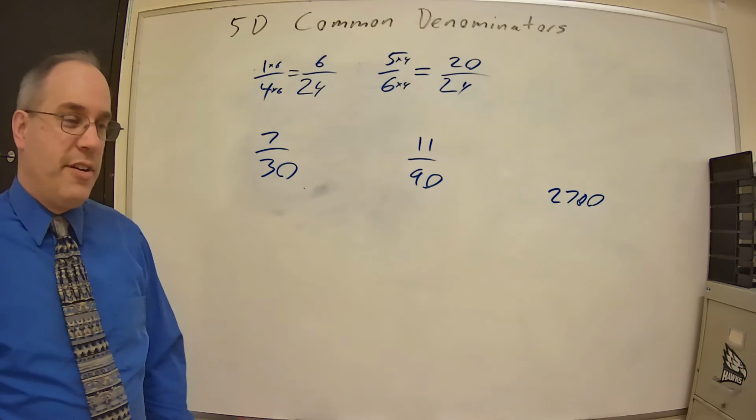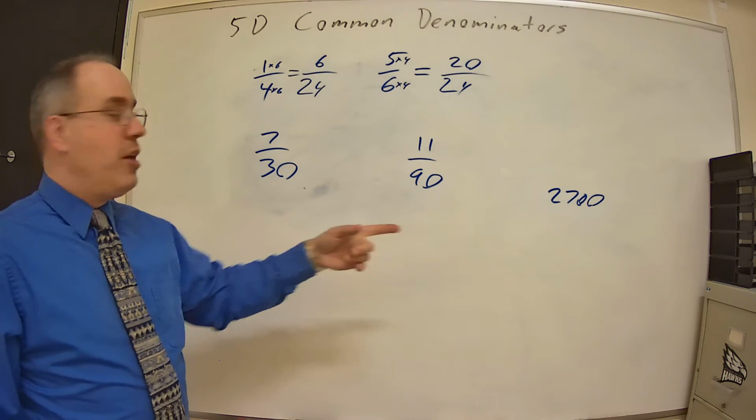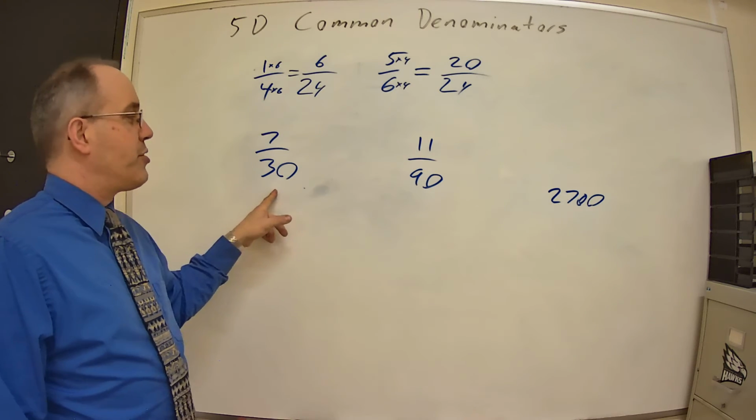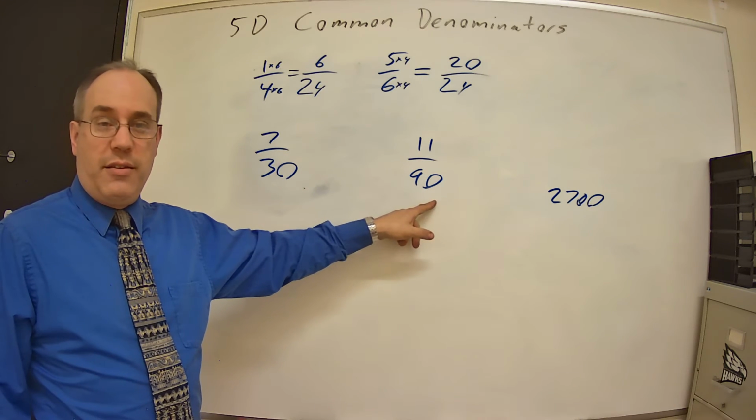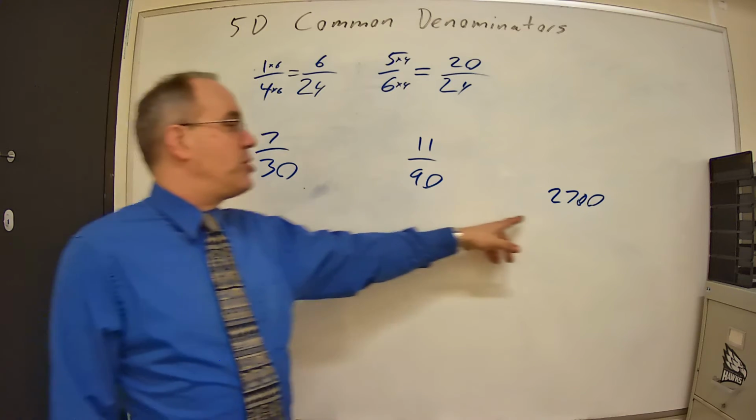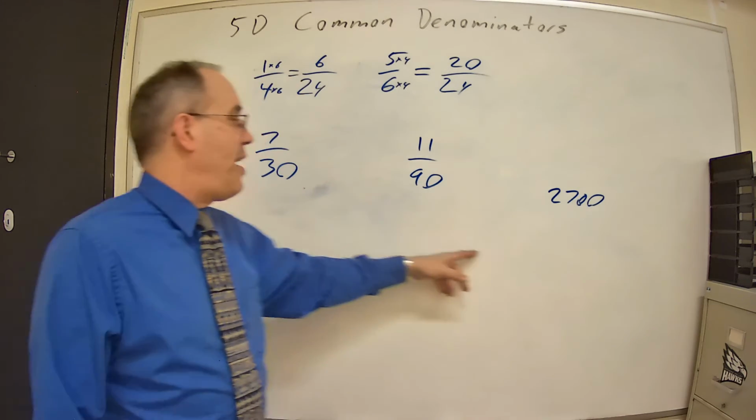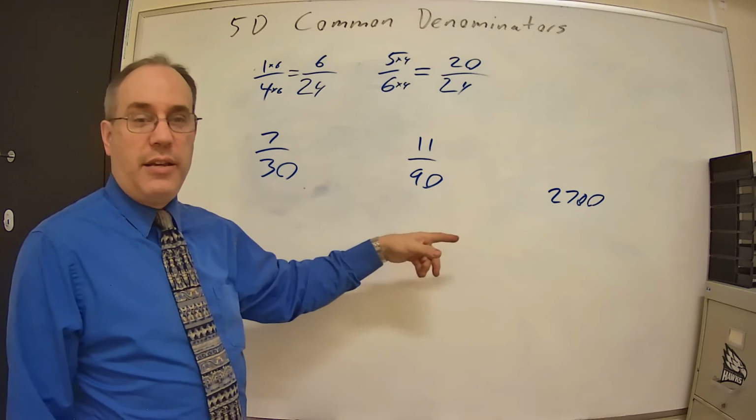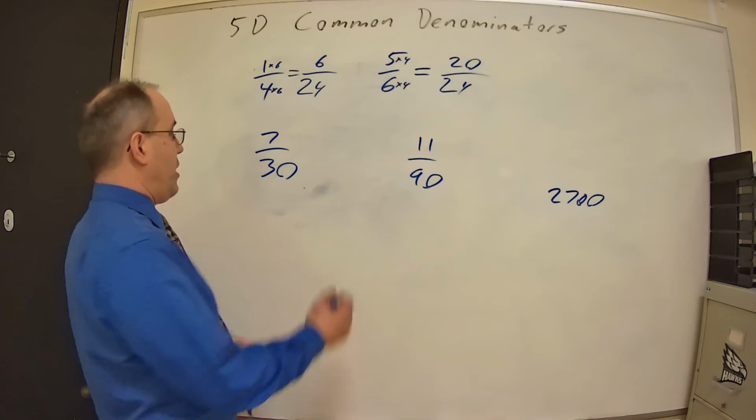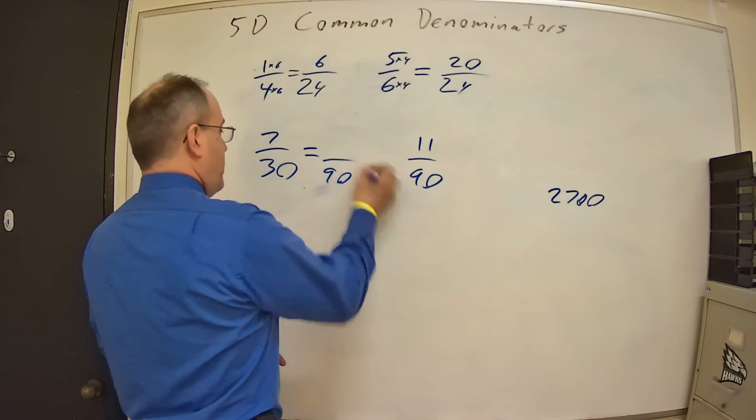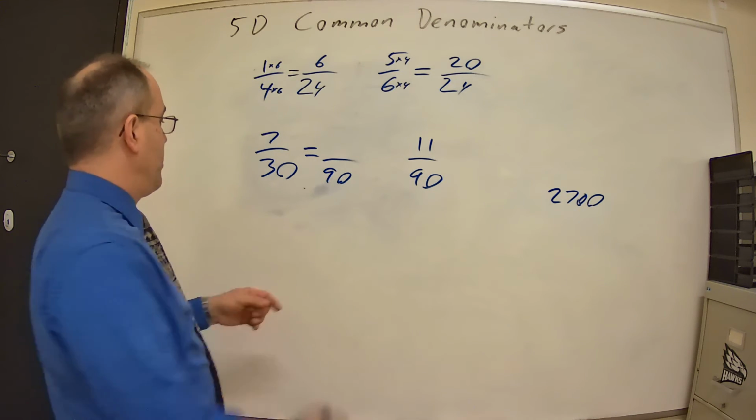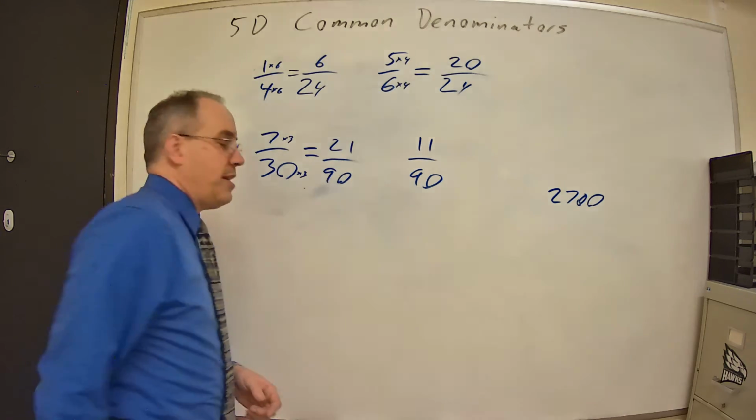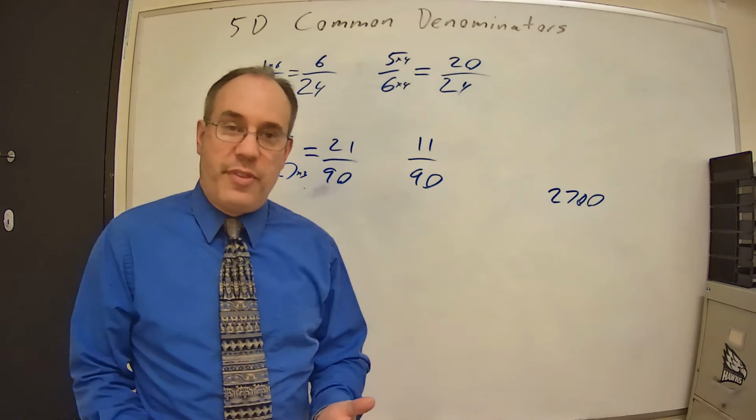That's huge. I don't want to deal with 2,700. Whereas you may notice that 30 and 90, 3 times 30 is 90. So instead of going up to 2,700 for our denominator and having to multiply 11 times 30 and 7 times 90, I can realize that 90 would be a common denominator. So that's 30 times 3, 7 times 3 is 21/90, and I'm already there.